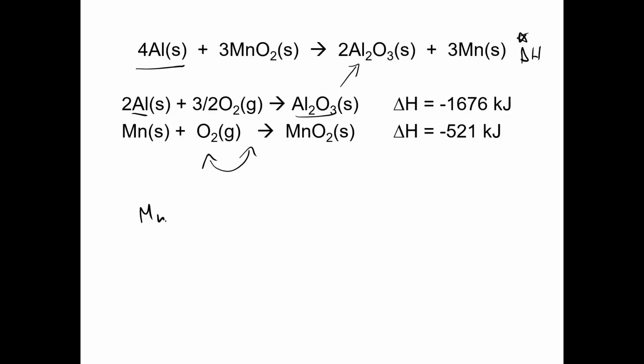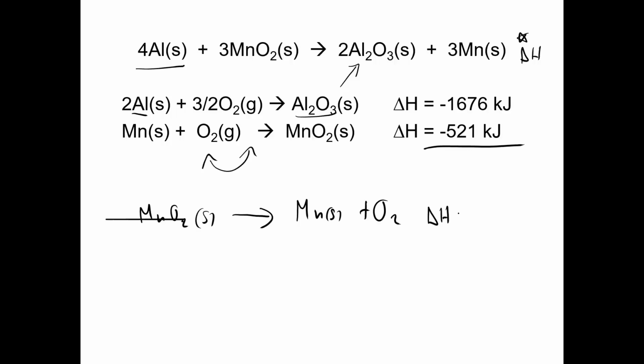So MnO2 decomposes to make manganese and oxygen. And then what happens here, of course, is the delta H now reverses. So this is now plus 521 kilojoules.